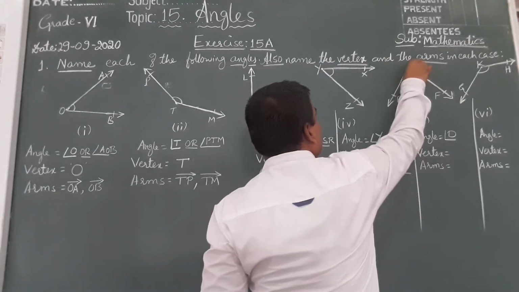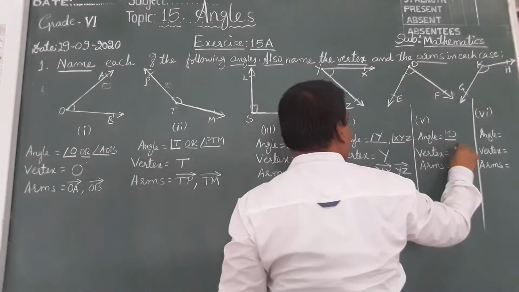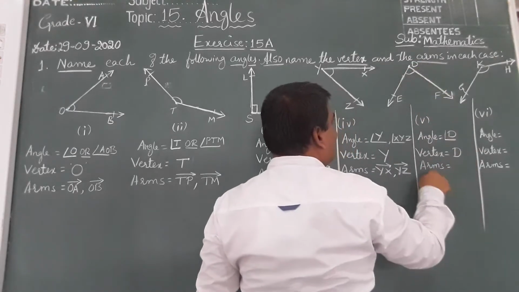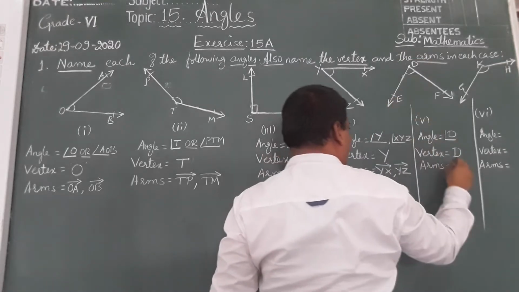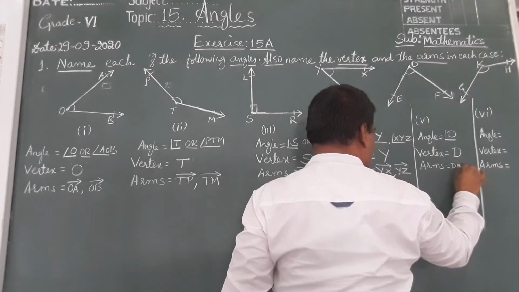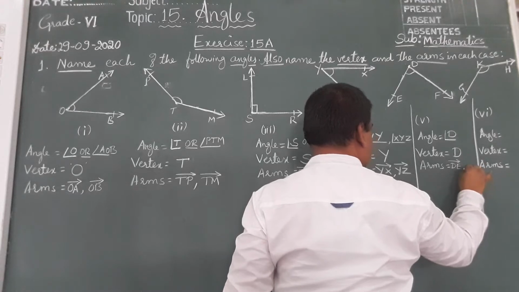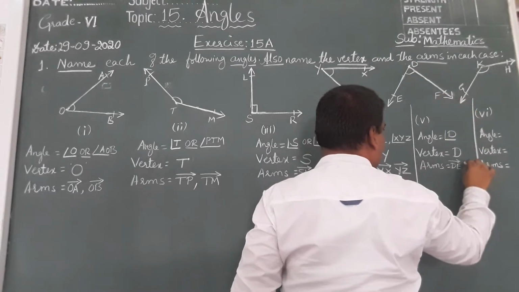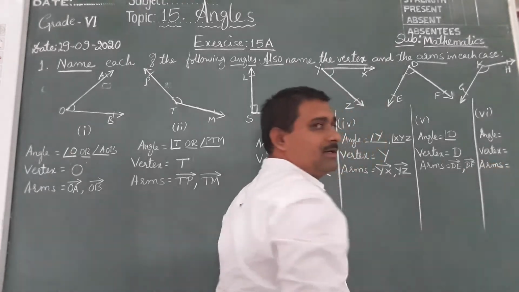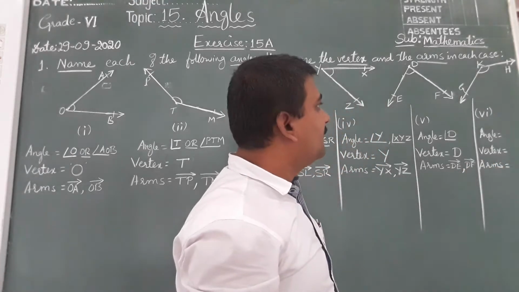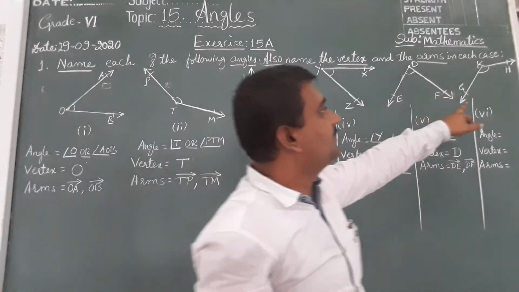Vertex, here the angle is formed. So the vertex is D and the arms are DE and DF.